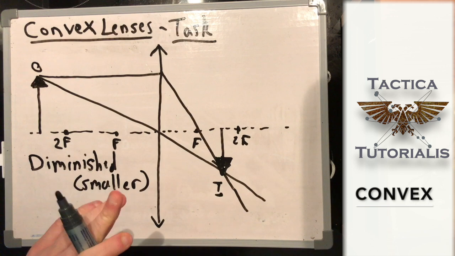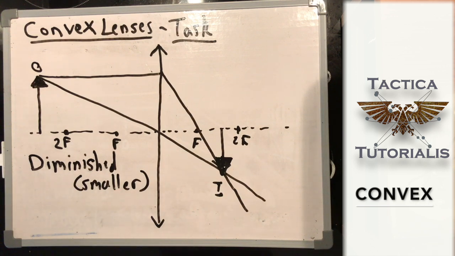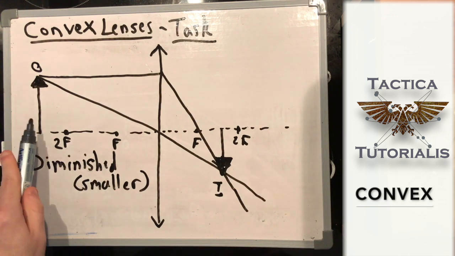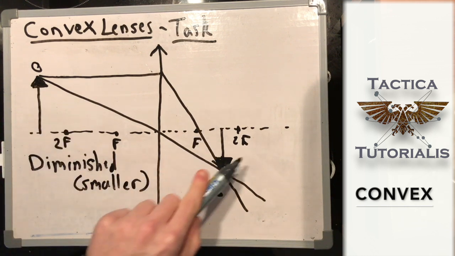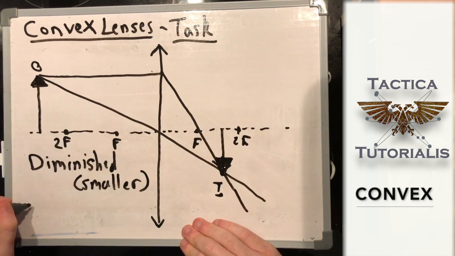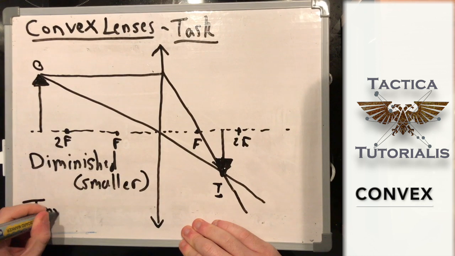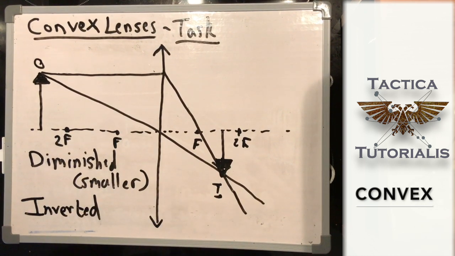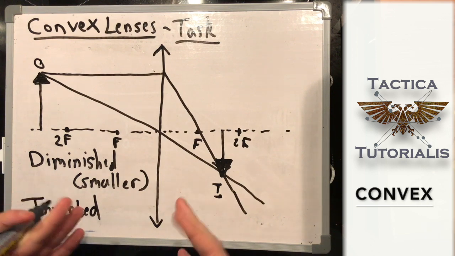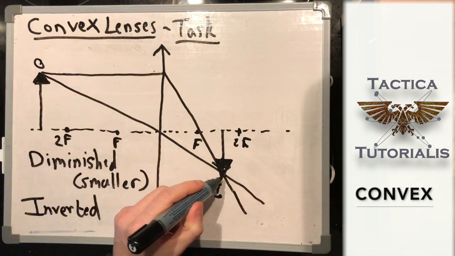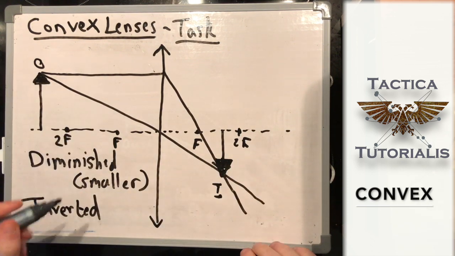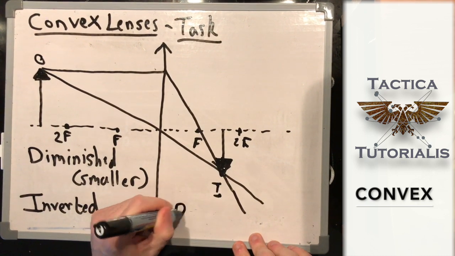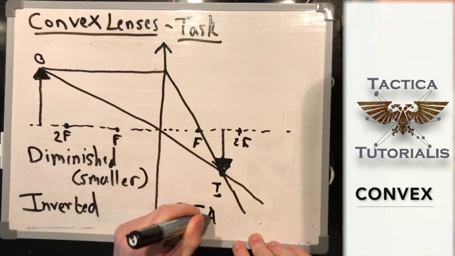Second question, is it inverted or not? Did it go upside down? Well, that one's that way up, and that one's that way up. Yes, it did. So we say that the image is inverted. Now, the third challenging question is, are the lines meeting? Is the image real or is it virtual? And we see here, I follow the lines, do they meet at a point? Yes, they do. So I say that my image is real.